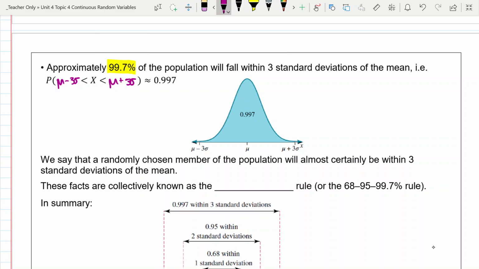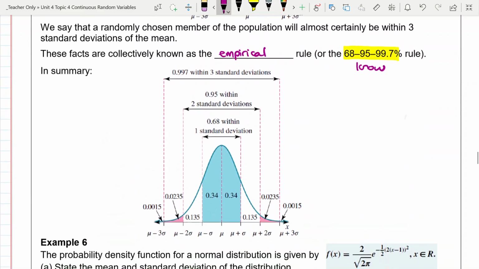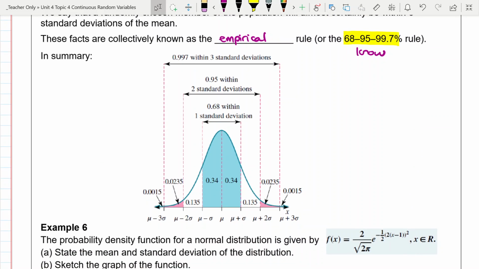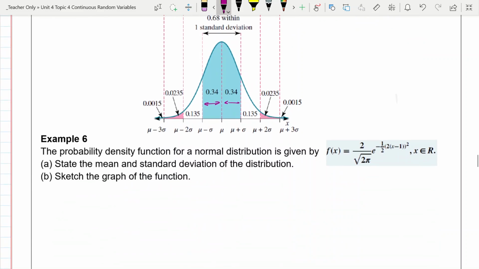We say that a randomly chosen member of the population will almost certainly be within 3 standard deviations of the mean. We call these facts the empirical rule, or the 68, 95, 99.7 rule, and you have to know this. Here's a summary of that, showing that about 34% falls within 1 standard deviation below the mean, 34% above, and so on for your various standard deviations.